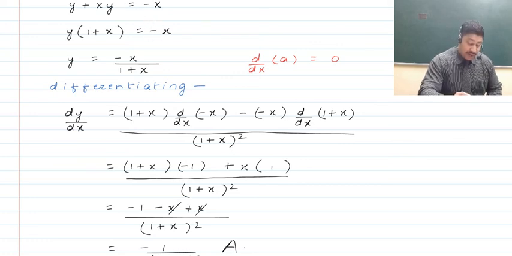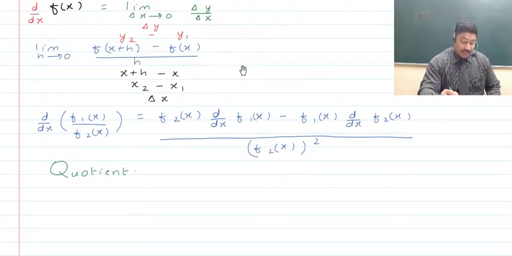Remember, here we are using the formula that you learned just now. That is, if you talk about d upon dx of f1x divided by f2x, then that becomes equal to the denominator f2x times of the derivative of the numerator, that is f1x, minus f1x times of the derivative of the denominator, that is f2x, divided by the square of the denominator. So using this rule, we have done this.